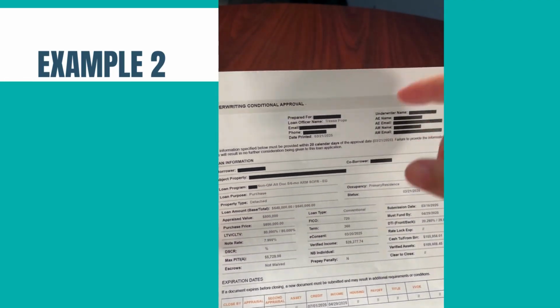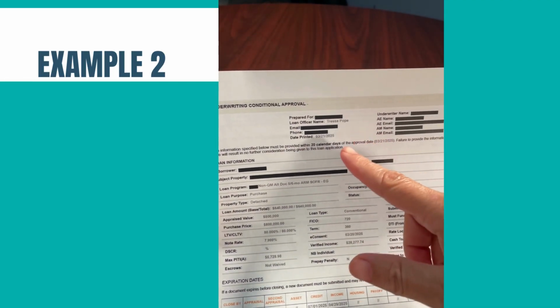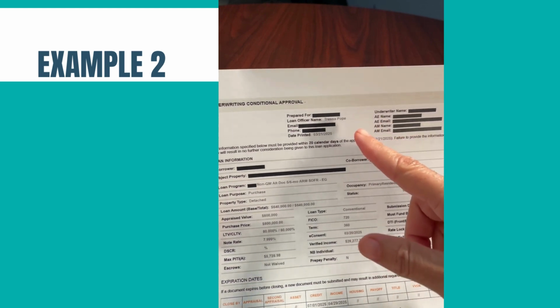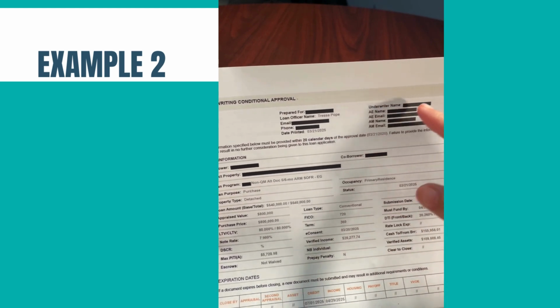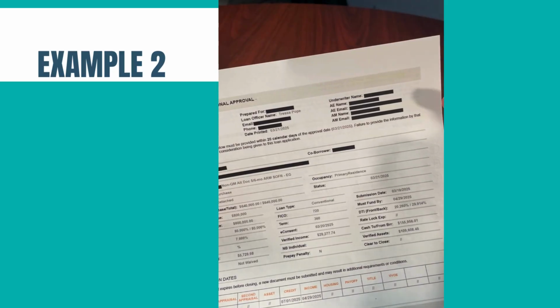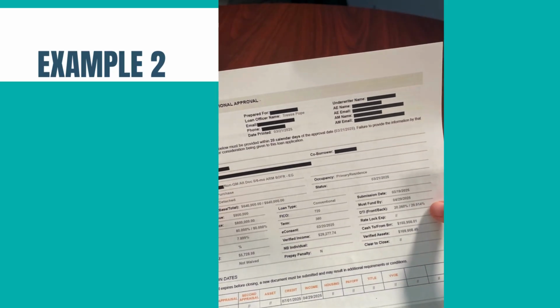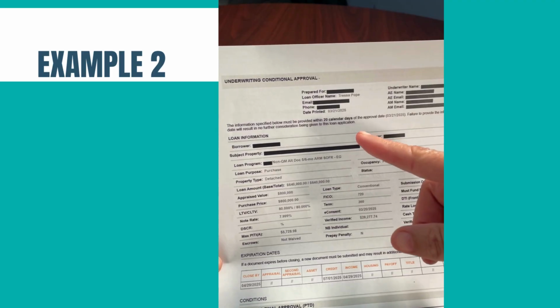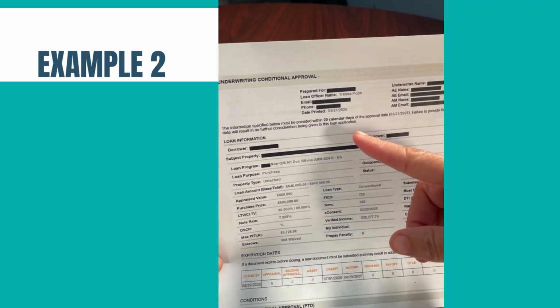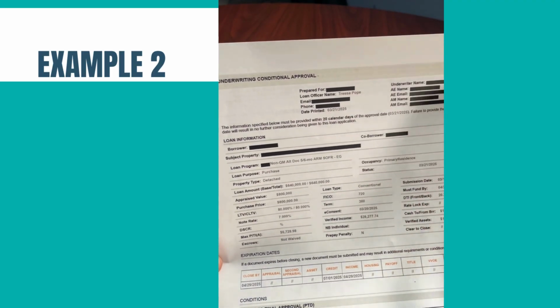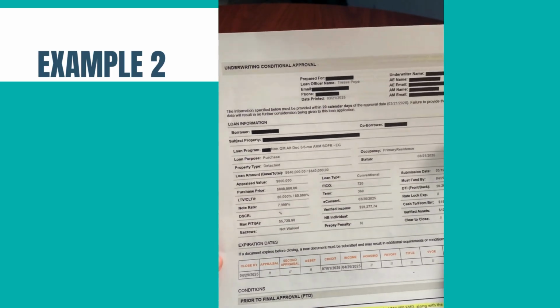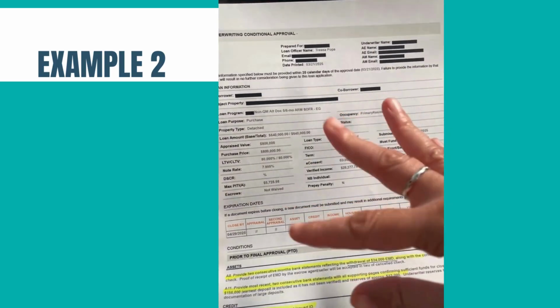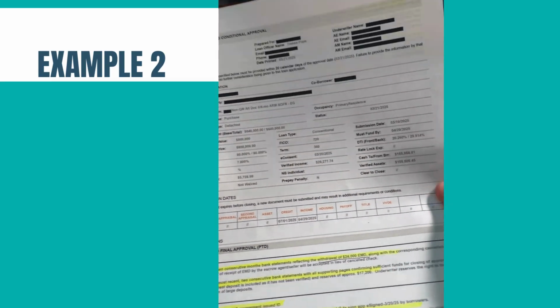But I wanted to point out again, this has the contact information. I'm the loan officer, so it has my information. And then it has the underwriter's name, the account executive, and contact information there as well. And then it even has a deadline here that everything provided below needs to be in within 20 days of the approval date. So that's something that you can mark on your calendar. And it has all the loan details for you.